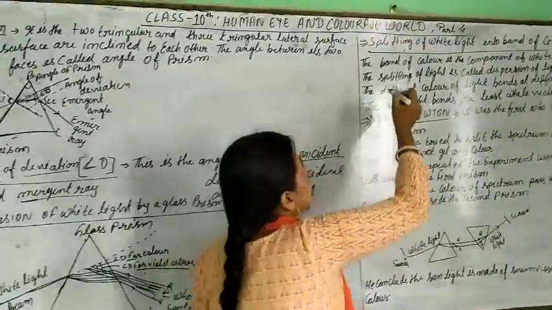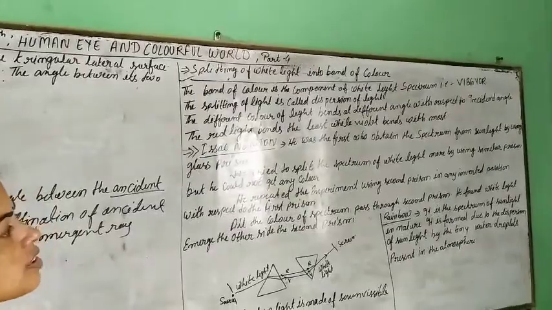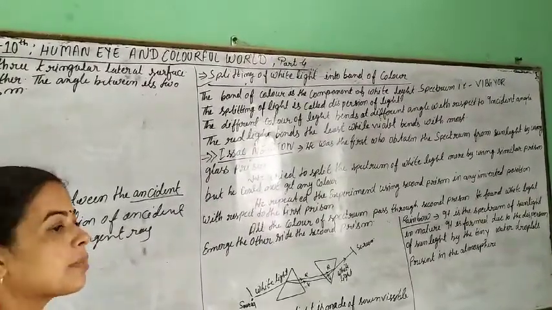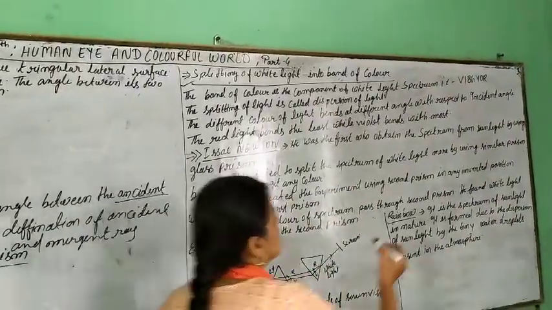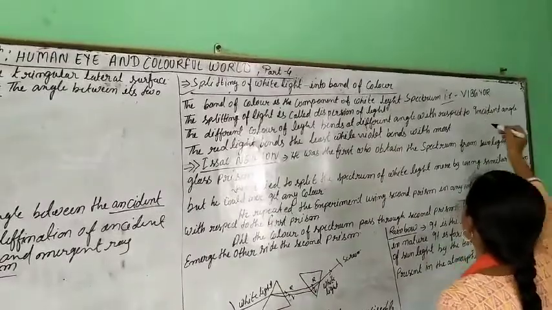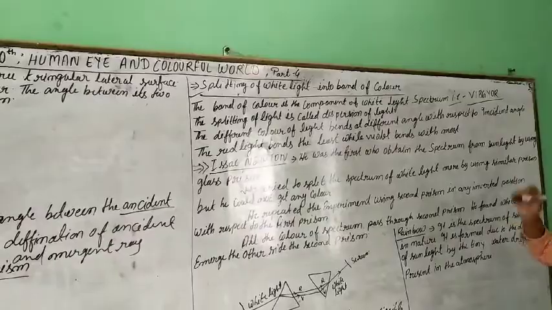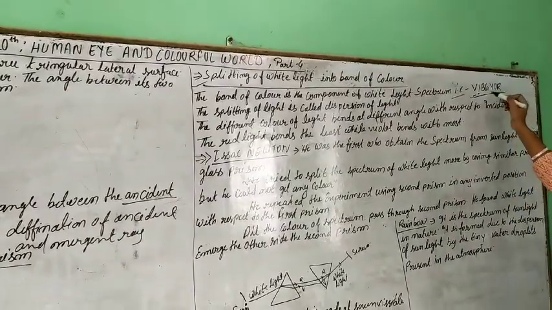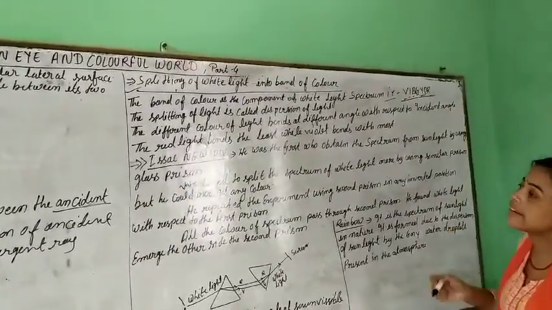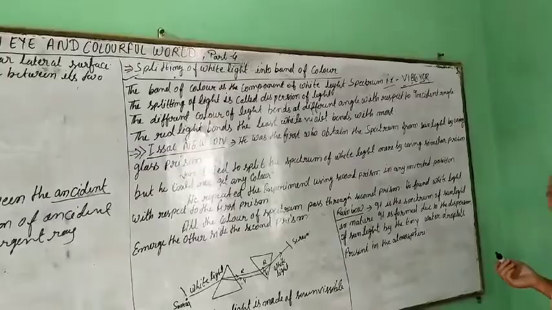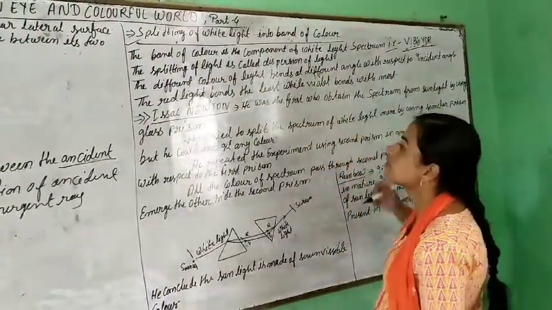Let's see the splitting of white light into a band of colors. Yes, this is the band of colors. It means 7 colors are involved in white light. The band of colors, the components of white light, is the spectrum, for example VIBGYOR. This is the familiar word VIBGYOR. It means violet, indigo, blue, green, yellow, orange, red. The splitting of light is called dispersion of light.